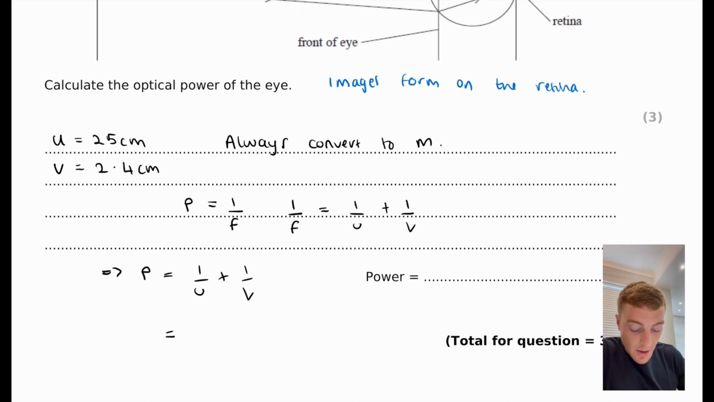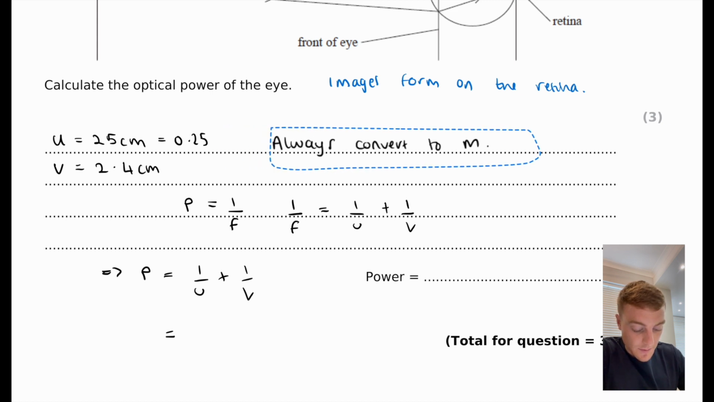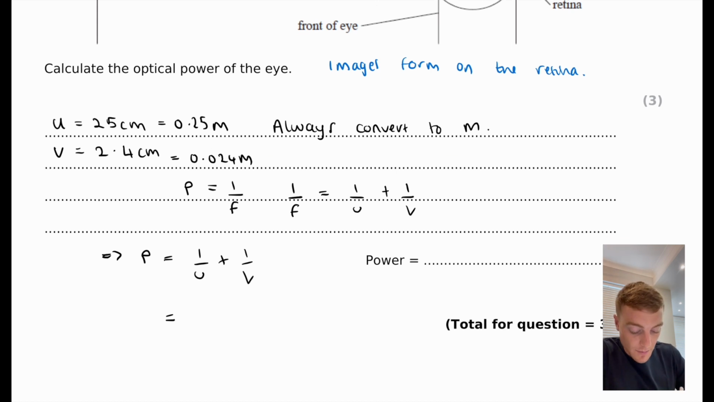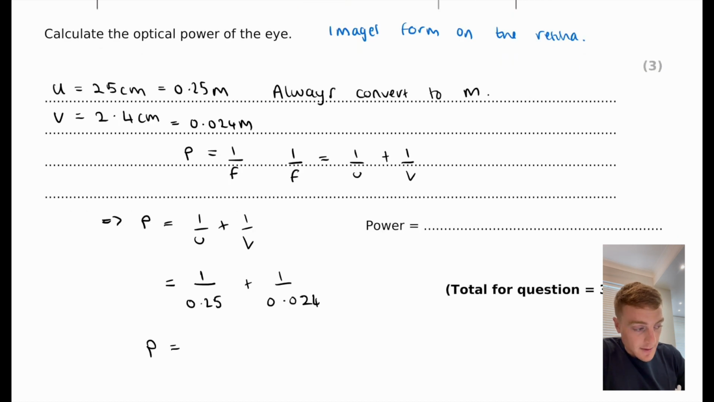Okay, now if I convert everything to meters, that's going to be 0.25 meters. That'll be 0.024 meters. So replace the letters in my formula with numbers. I get 1 over 0.25 plus 1 over 0.024. Now if I put that in my calculator, I get 46 diopters.